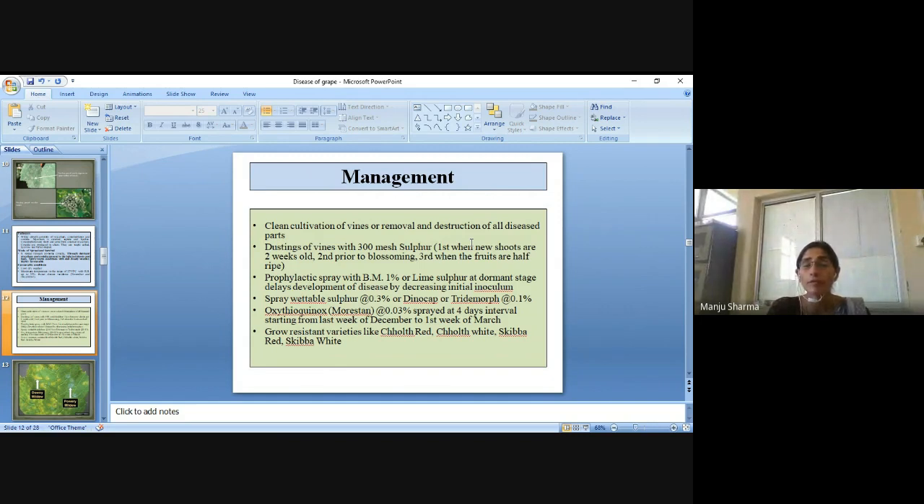Spray of wettable sulfur 0.3% or dinocap or tridemorph, then oxythioquinox, that is Morestan, 0.03% sprayed at 4 days interval starting from last week of December to first week of March, and then grow the resistant varieties like Cholt Red, Cholt White, Shikiba Red, and Shikiba White.